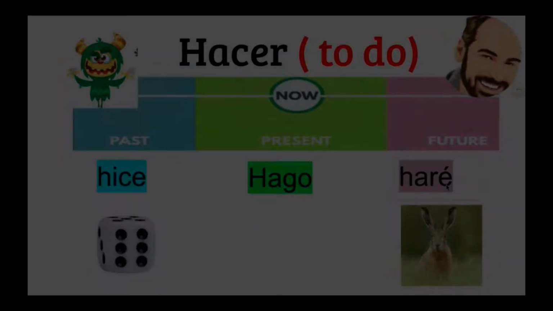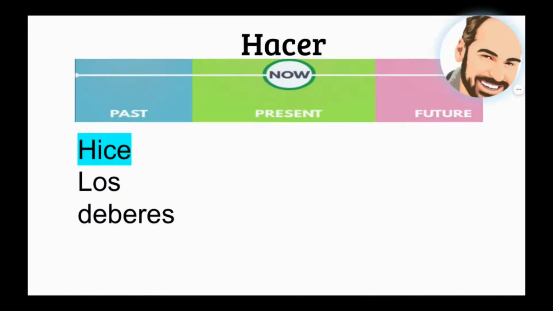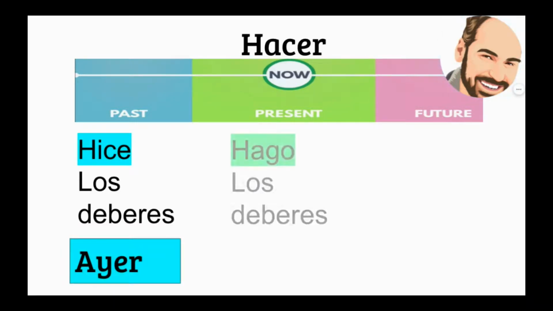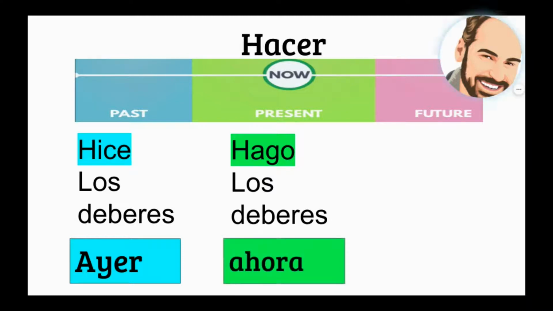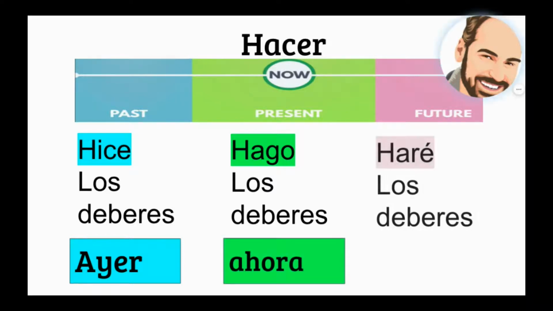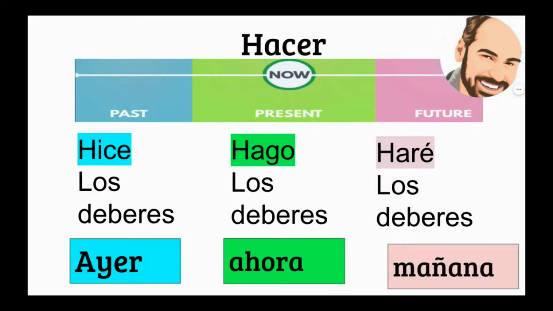For example, hice los deberes. When? Ayer. Yesterday. Hago los deberes. When? Ahora. Haré los deberes. When? Mañana. Hacer. Second irregular.